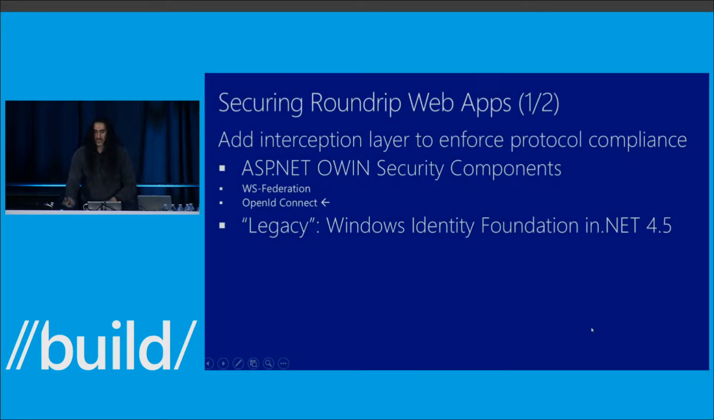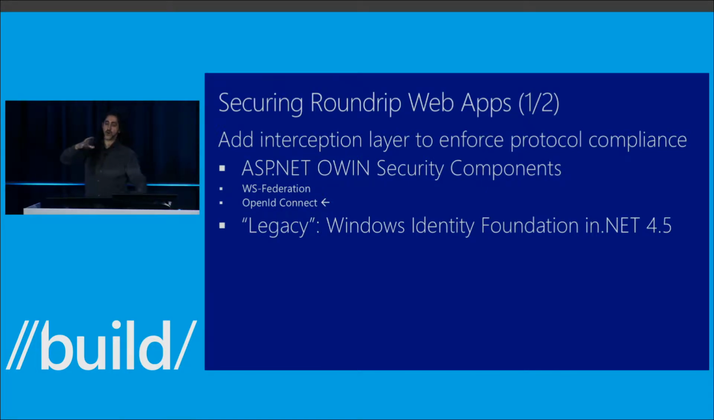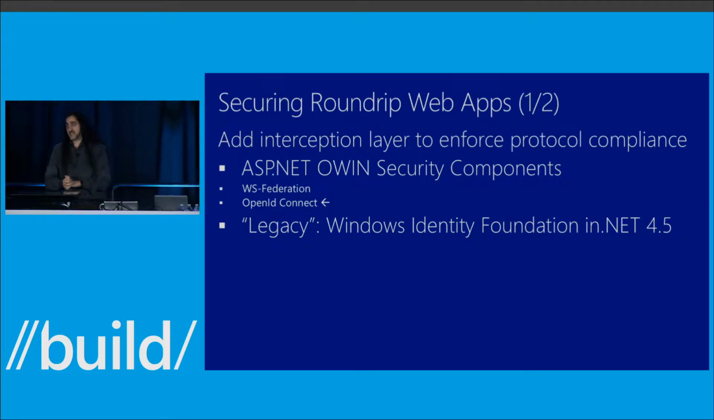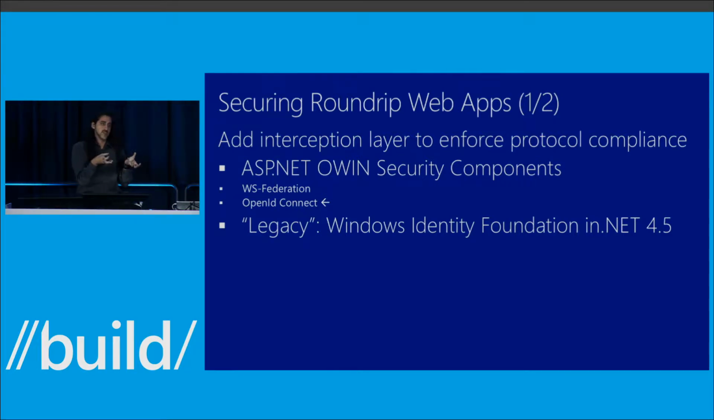Very good. So the way in which we secure that scenario is by using these OWIN security components. How many of you guys know what OWIN is? Many, but not all. OWIN stands for Open Web Interface for .NET. It is a specification which describes how you can write software which can process HTTP requests without really knowing where this software is going to run.